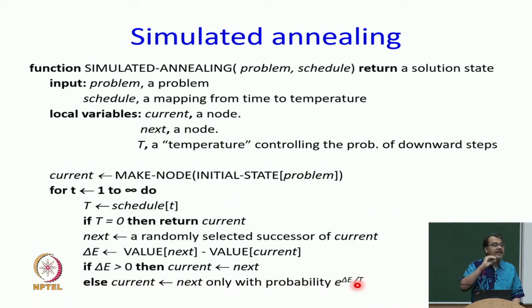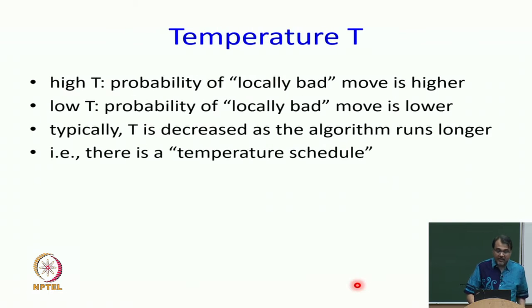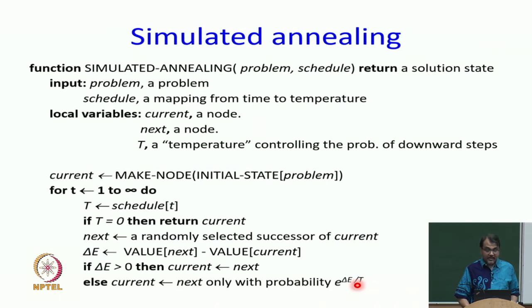But if delta E is slightly bad, I make a bad move, and if the temperature is high, then I can make a bad move with higher probability, right. So, the temperature parameter says high temperature means the probability of a locally bad move is higher, low temperature means the probability of a locally bad move is lower. Typically, notice that I said capital T is a schedule.